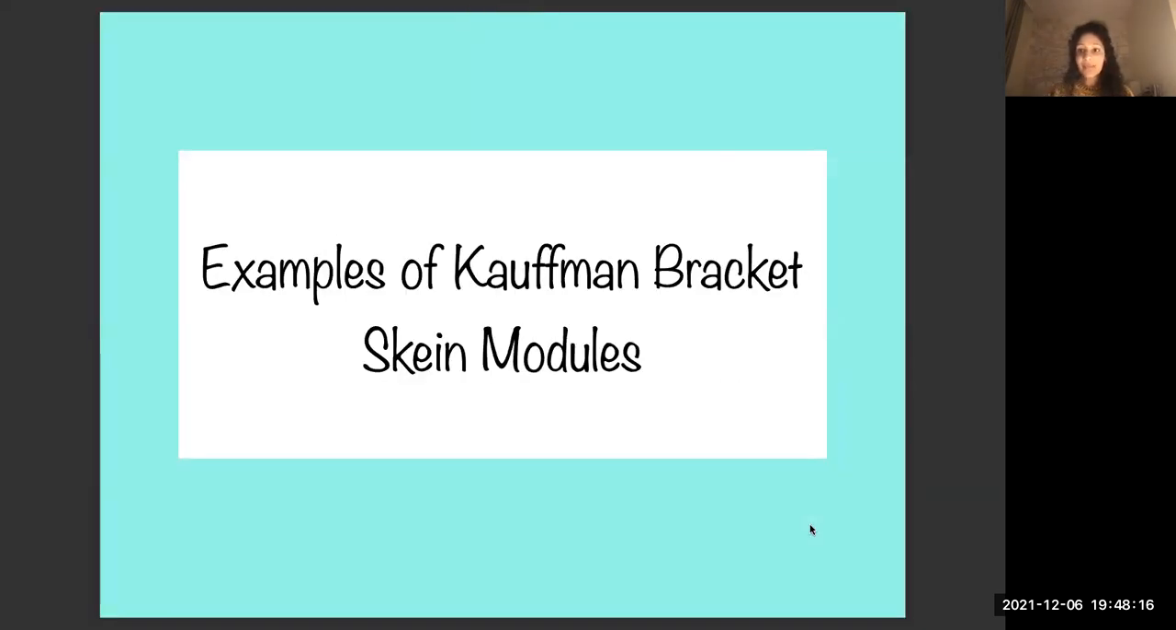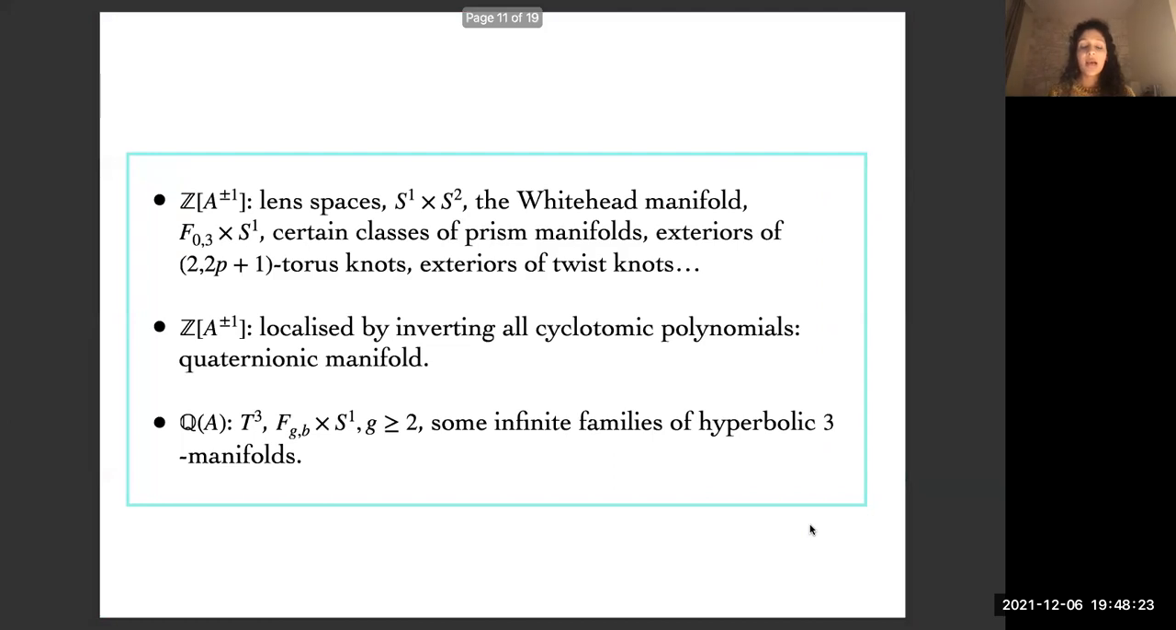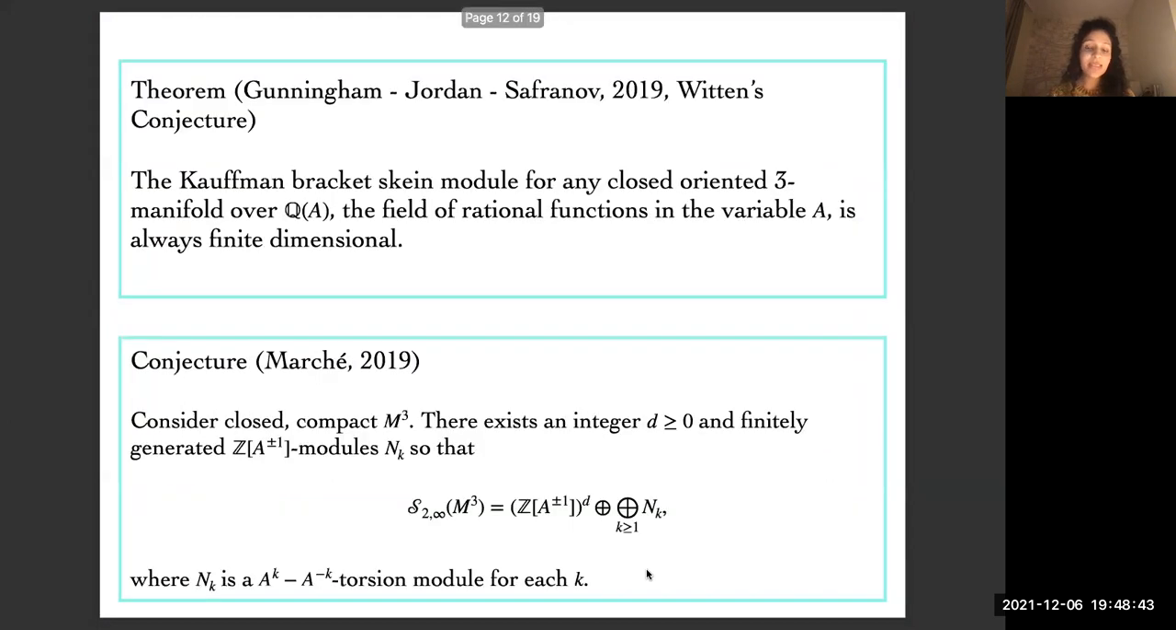Now, what are some examples of KBSMs? Well, there have been very few computations done, largely due to the fact that computations are very hard for the KBSM, and moreover, whatever we have is over various rings, for example, the ring of Laurent polynomials and the field of rational functions. So this is almost a complete list of all the three manifolds for which the KBSM has been computed.